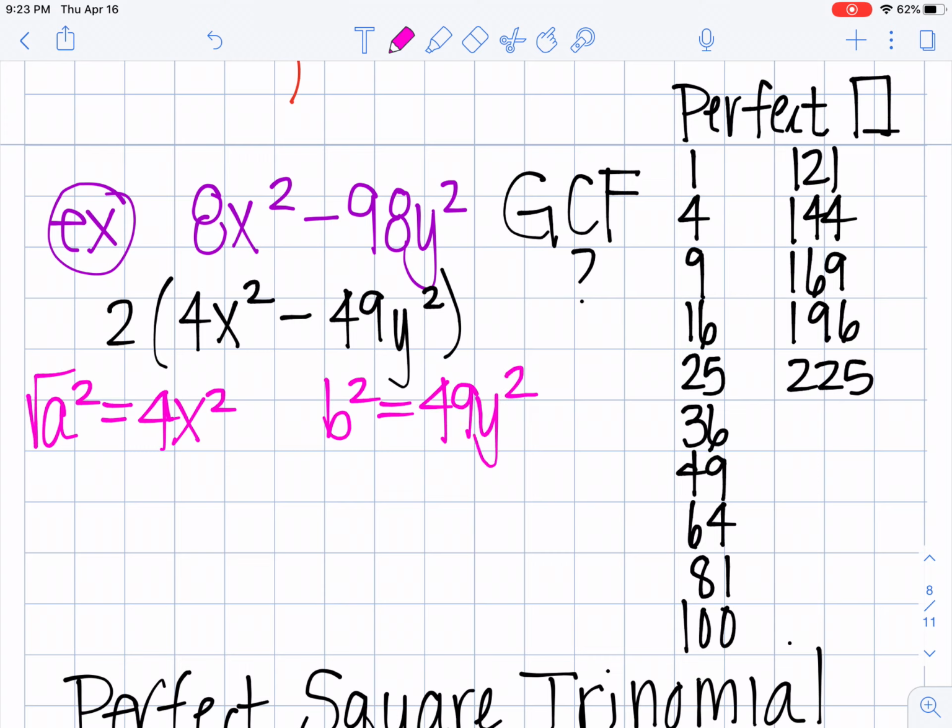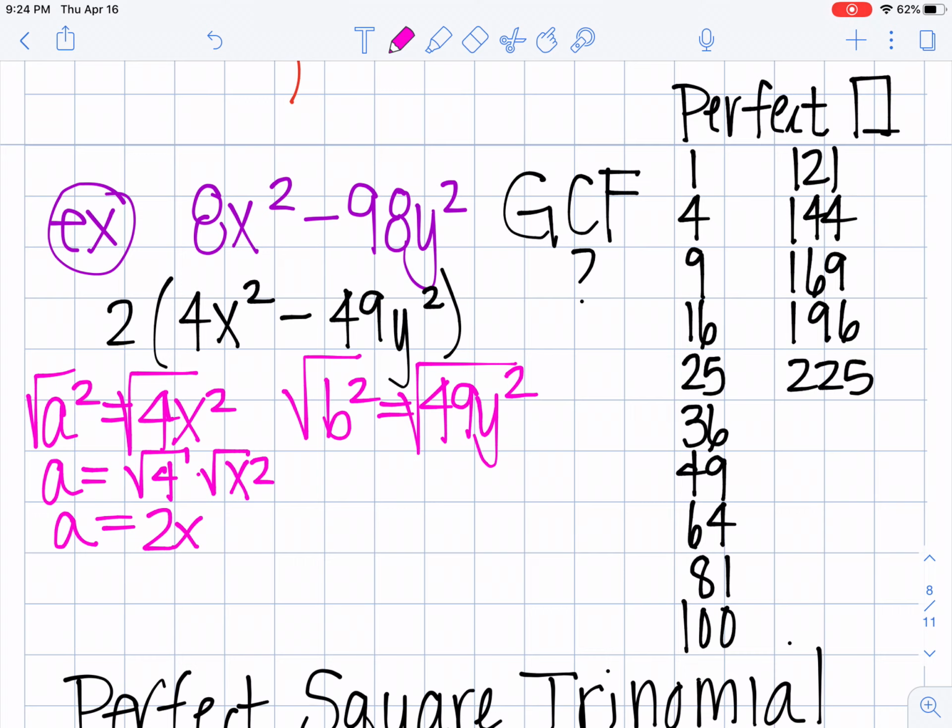So I'm going to square root both sides over here. So I get a is equal to, again, the square root of 4 times the square root of x squared, or 2x. And I'm going to square root both sides on this side to solve for b. So I get b is equal to the square root of 49 times the square root of y squared. The square root of 49 is 7, and the square root of y squared is y. So my b value is equal to this.